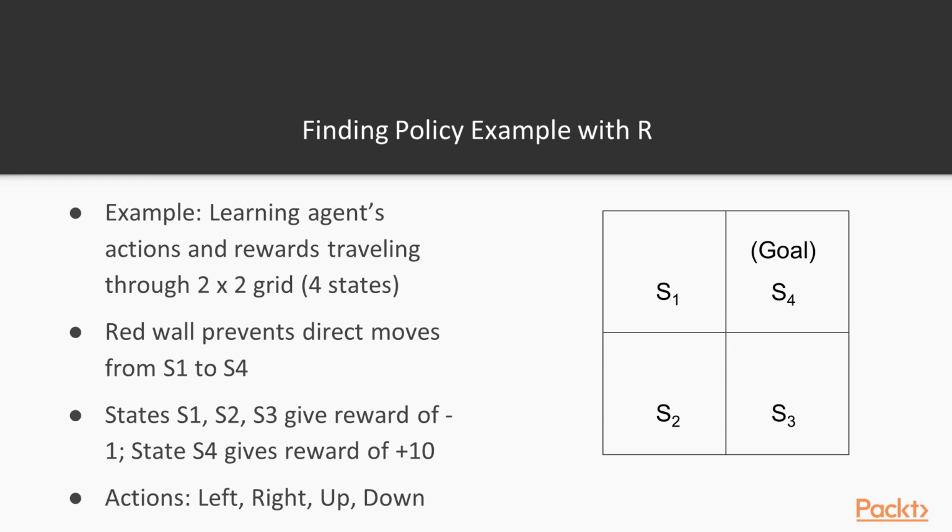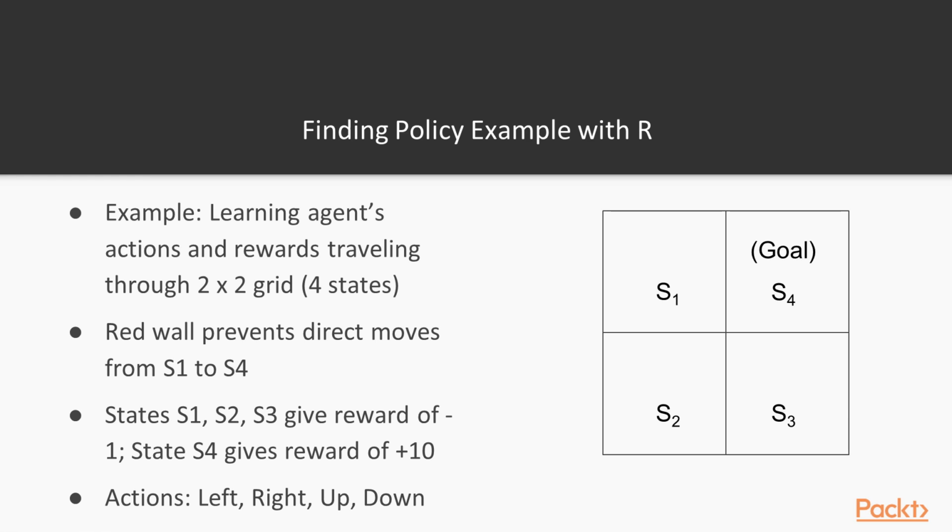So here's our particular environment or problem, and we want to learn the agent's actions and the rewards the agent receives as he's traveling through this 2x2 grid. So the notion here is that the agent can start out in any one of these states. We have 4 states, and there are rewards associated with entering each state. The rewards for entering S1, S2, and S3 are all -1, and the reward for entering S4 is +10. And the actions that the agent can take in any state are to move left, right, up, or down.